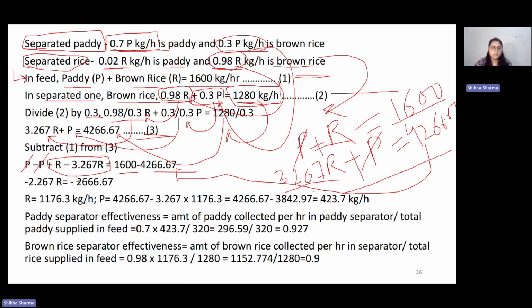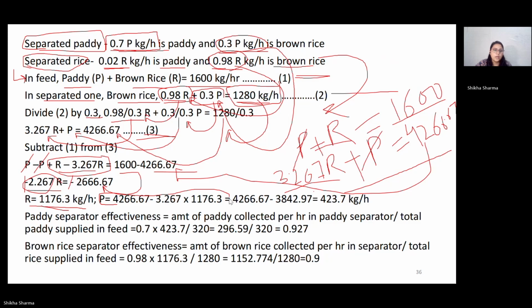4266.67. So R minus 3.267 R would be minus 2.267 R equals 1600 minus 4266.67, which would be minus 2666.67. So minus would be cancelled on both sides. Then R equals 2666.67 divided by 2.267, which would be 1176.3 kg per hour. That is the R.